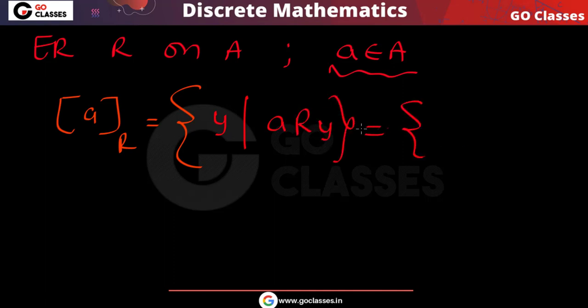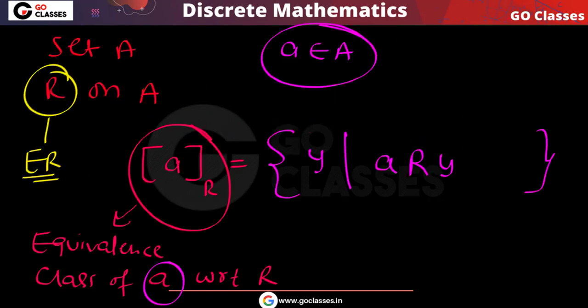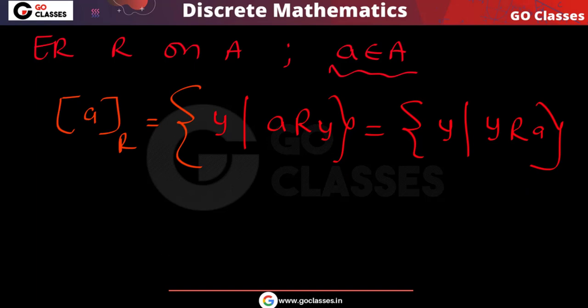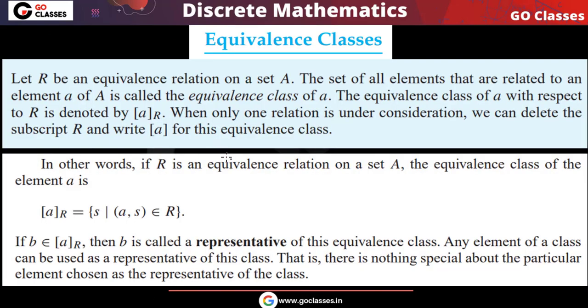And remember, equivalence relation is symmetric. So I can also say that this equivalence class of A is the set of all elements which are related to A. Both these things are the same. So this is how you can do it. This is the concept of the equivalence class of an element.